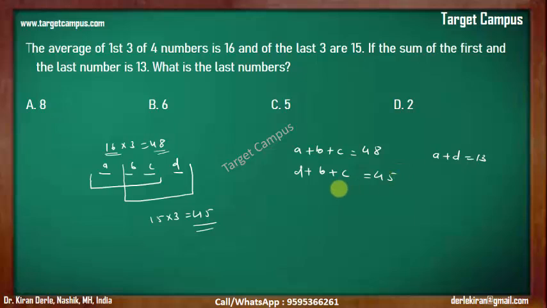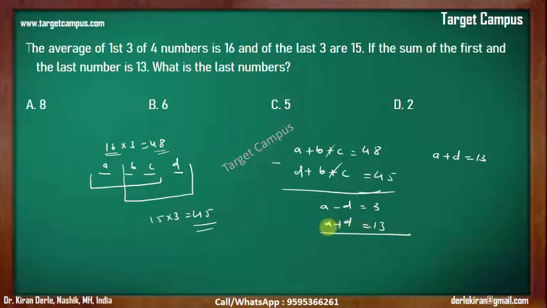This is also given to us. So if we solve this, A minus D is equal to 3, A plus D is equal to 13, right? What is the last number? What is the value of D?